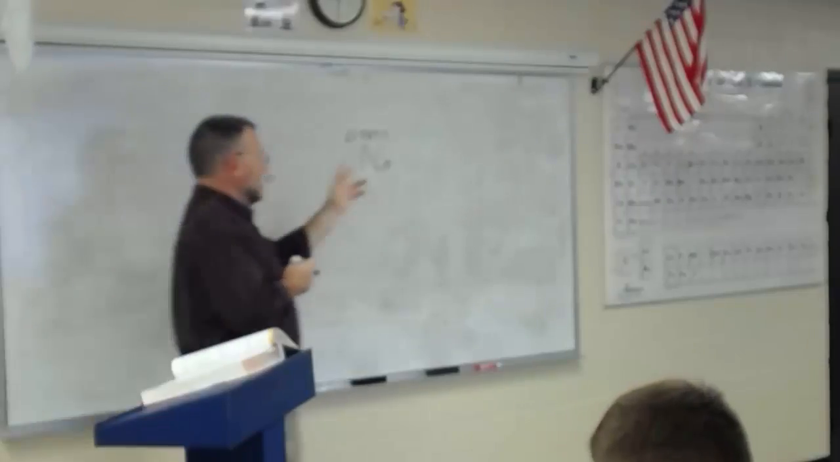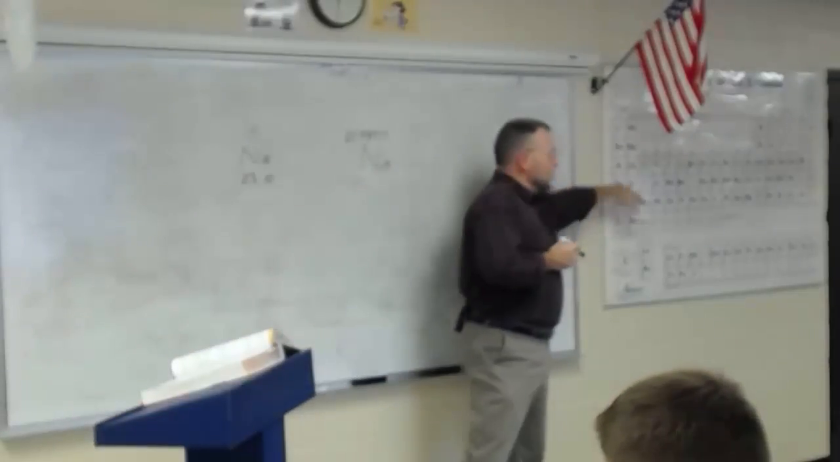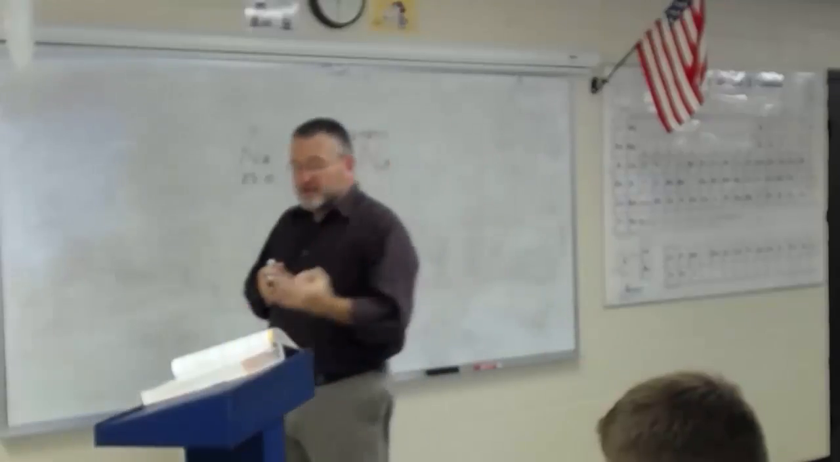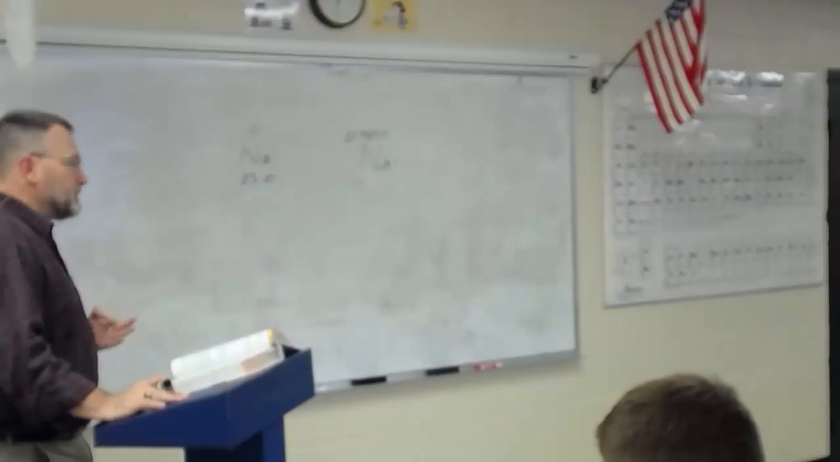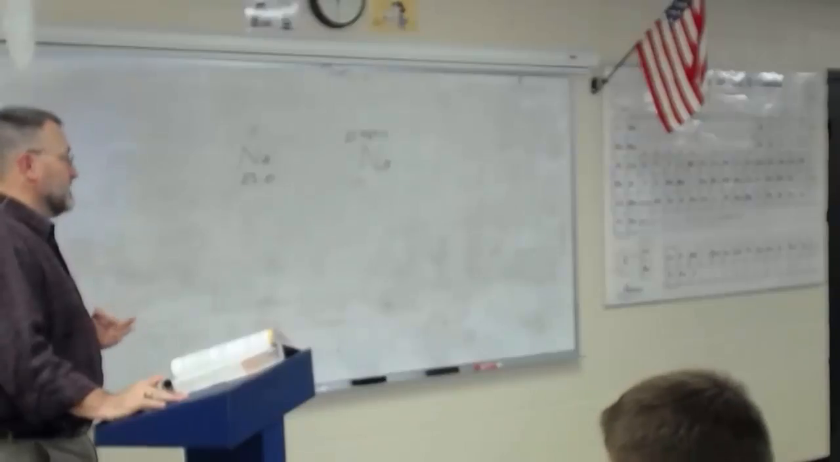Works for every single element. So potassium has an atomic number of 19. You know immediately that potassium must have 19 protons. If an atom does not have 19 protons, it is not potassium.